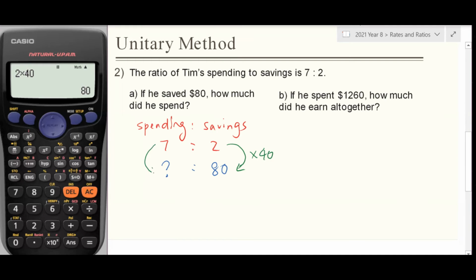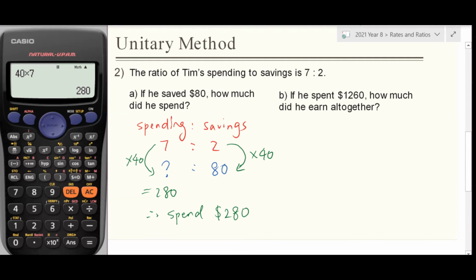I will do the same thing on the left-hand side. 7 times 40 must give us the number required for spending. So using the calculator, we have 40 times 7, or 7 times 40. That's equal to 280. Therefore, he would have spent $280.